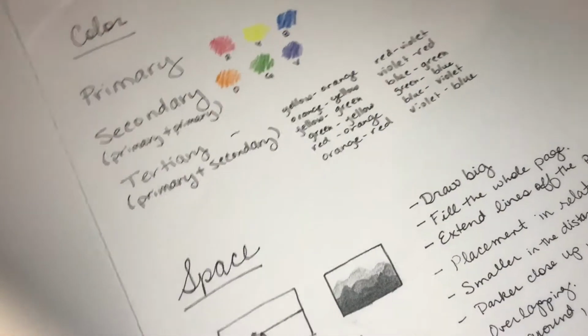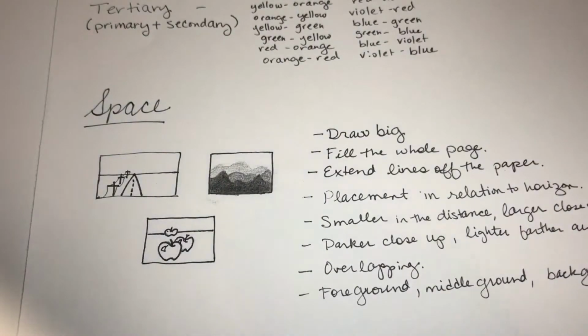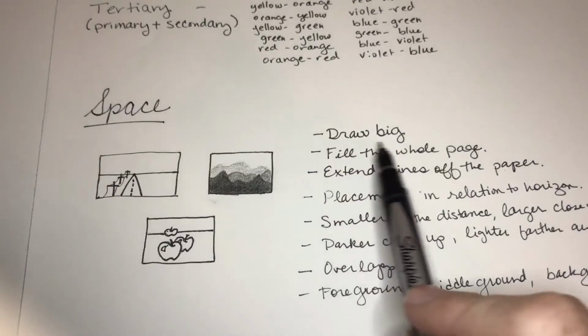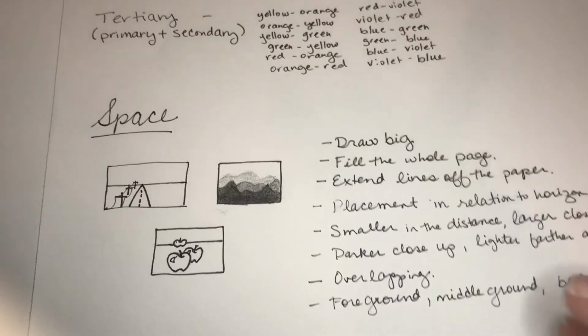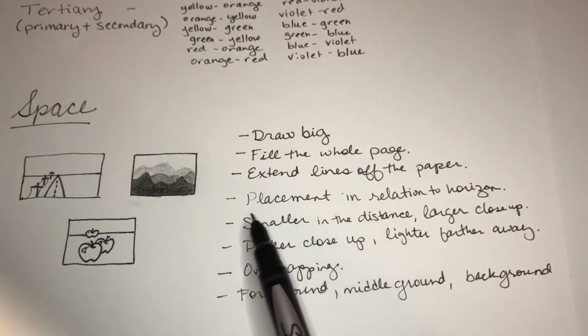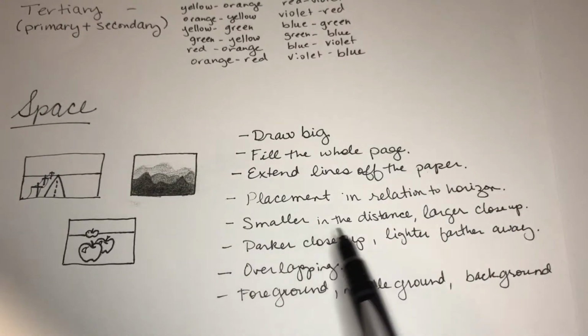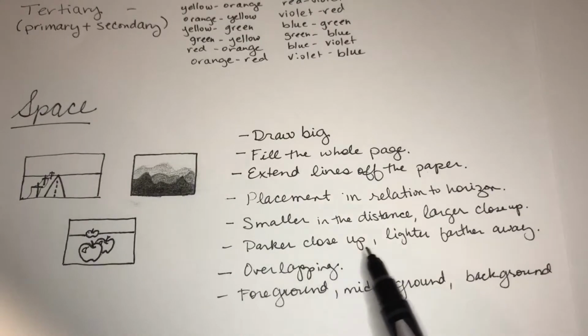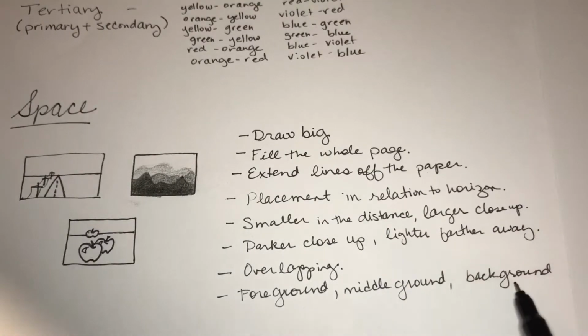The last element is space. And space gives your image depth. So ways that you can create space: you can draw big, fill the whole page, extend lines off of the paper, it's the placement of objects in relationship to the horizon, smaller objects in the distance, larger close up, darker objects close up, lighter farther away, overlapping shapes and objects, and having a foreground, a middle ground, and a background.